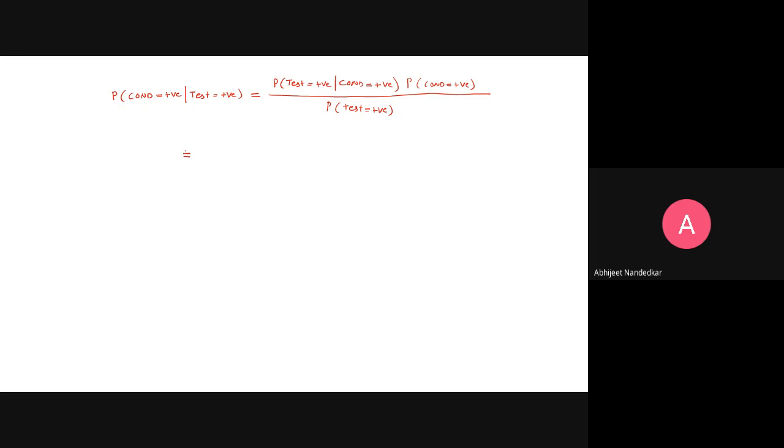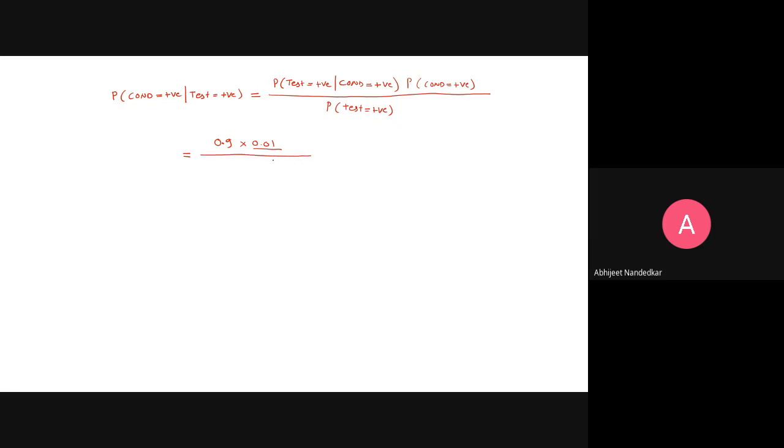The probability that the test is positive when the condition is positive is the sensitivity, which is 90%, that is 0.9, multiplied by the chance that, in a population of 10,000, a person is positive. With a good instrument it has been observed that only 1% of the population has the condition. Okay, so this is prior knowledge, and it is divided by the probability that the test is positive.